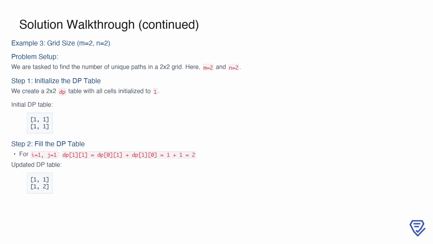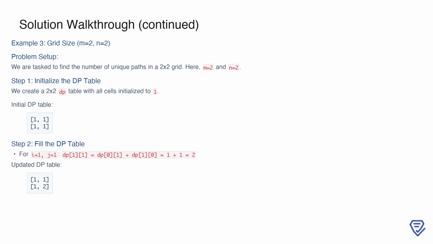For our final example, let's look at a smaller 2x2 grid where both m and n are 2. As usual, we start by initializing the dp table. All cells are set to 1 initially, as there's only one way to reach any cell in the first row or first column. The initial dp table looks like this: 1, 1, 1, 1. Using the same logic, we calculate the values for the remaining cells.